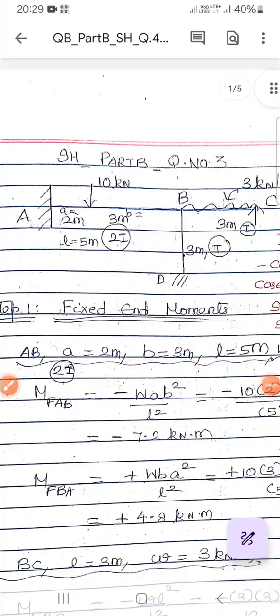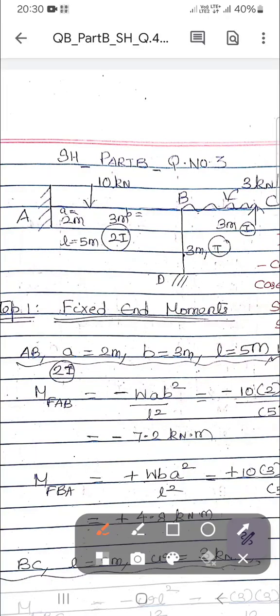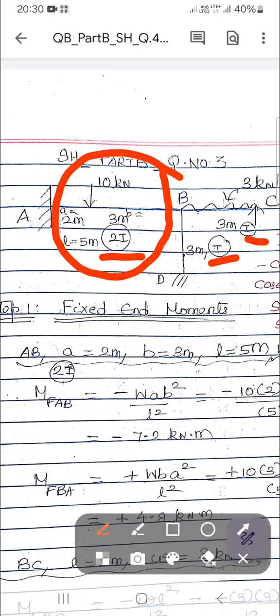In addition, it has I variation. You can see here, it has 2I for AB, for BC it is I, and for BD it is I. So for AB alone it is 2I. So if I is varying, step 2 will change, as in slope deflection method. So for distribution factor, you have to change I.